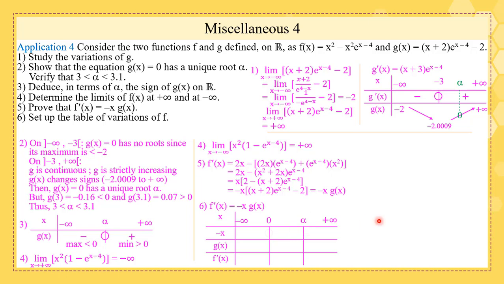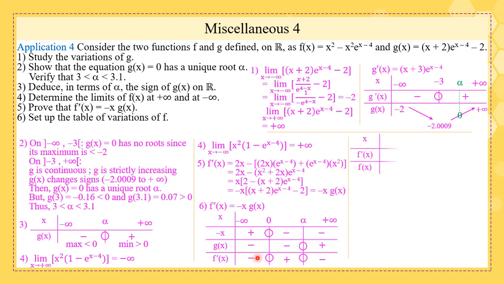Now for the first row, this is a 0. We apply opposite sign. And for the second row, we use the results from part 3. This is 0. Before alpha, it's negative, and after alpha, it's positive. And here we have to put the product. This is negative, this is 0, this is positive, this is 0, and this is negative. So this is the sign of f prime of x.